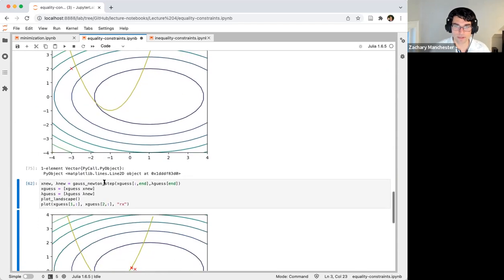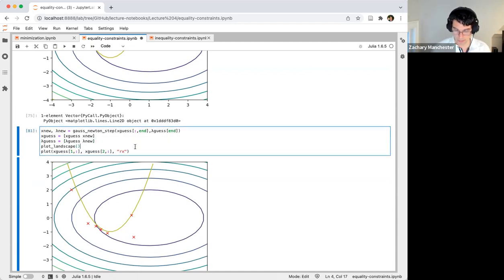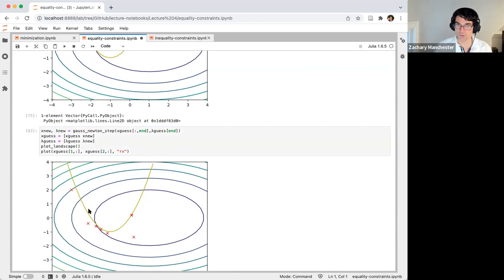So same starting point. Let's run this a few times and see what happens. Same first step, pretty much the same kind of behavior, but as I run this one, it's doing the right thing. It's inching along the constraint surface towards this minimum. It overshot there, but now look, it popped up exactly where we expect, and it landed at the right solution after, I don't know, 5 or 6 iterations.